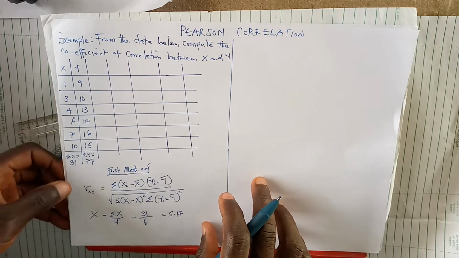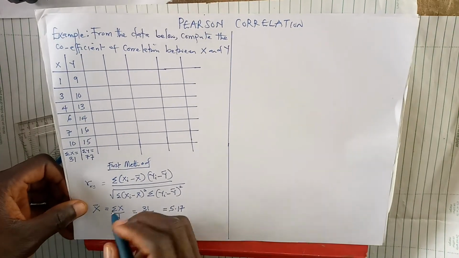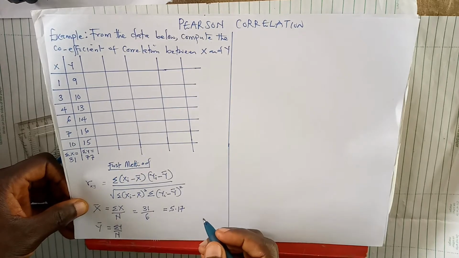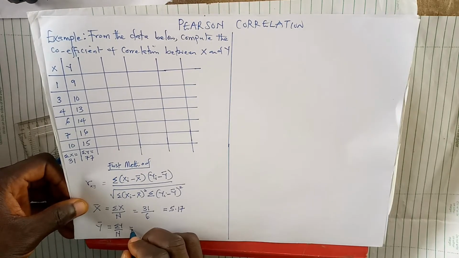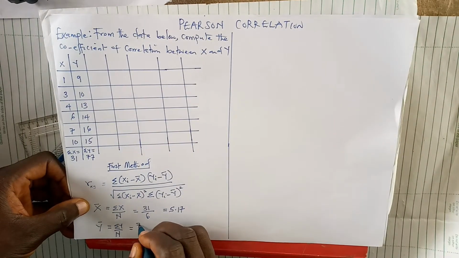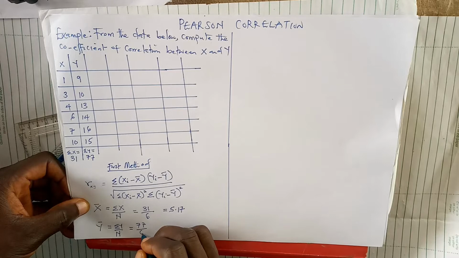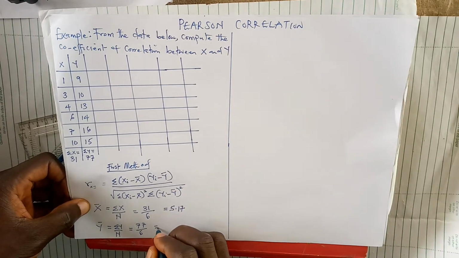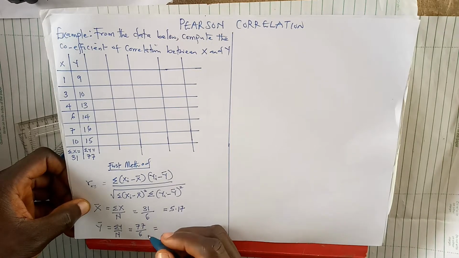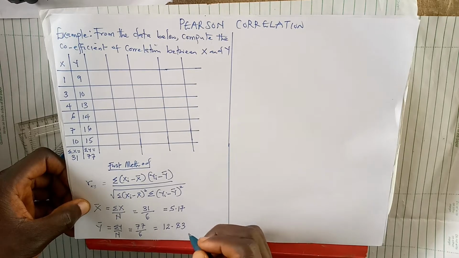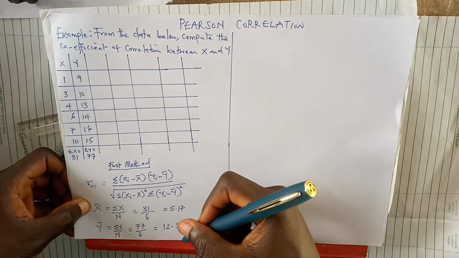Now we need the mean of y, and the mean of y should be y bar equals summation y divided by n. Our summation y, already we've gotten, is 77, so we have 77 divided by 6. Our n, which is the number of observations, still remains 6. So 77 divided by 6 will definitely give us 12.83, approximated to 2 decimal places.